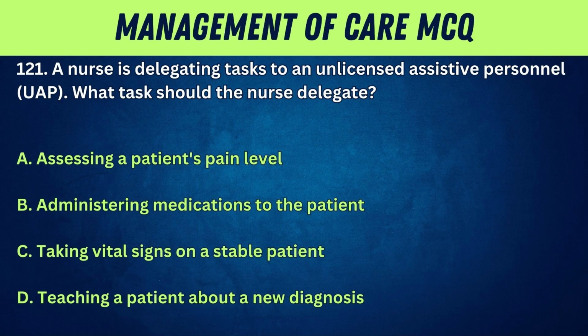121. A nurse is delegating tasks to an unlicensed assistive personnel, UAP. What task should the nurse delegate? A. Assessing a patient's pain level. B. Administering medications to the patient. C. Taking vital signs on a stable patient. D. Teaching a patient about a new diagnosis.